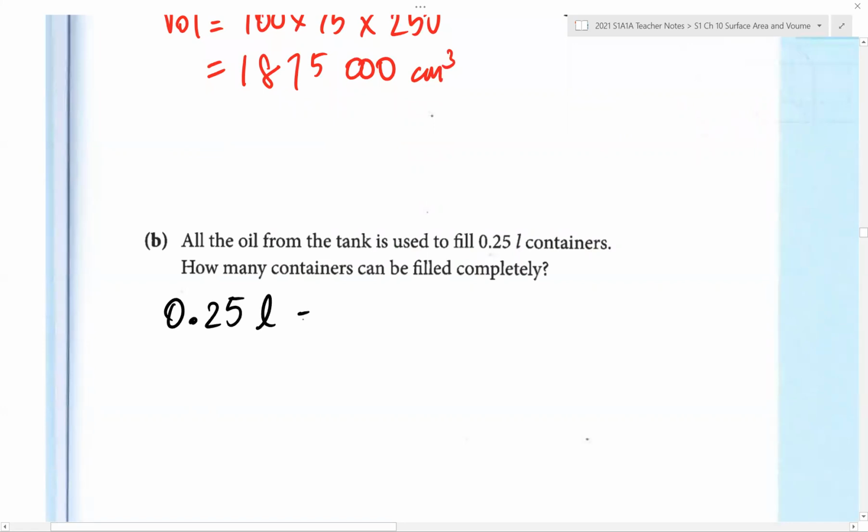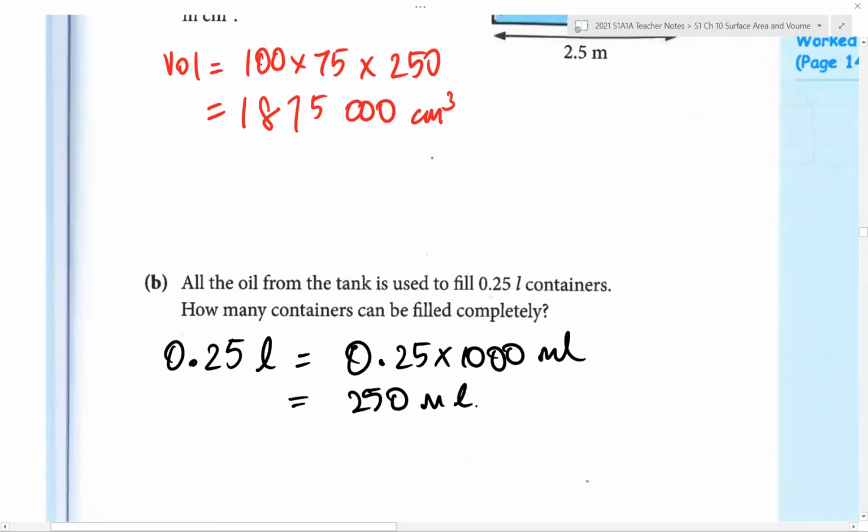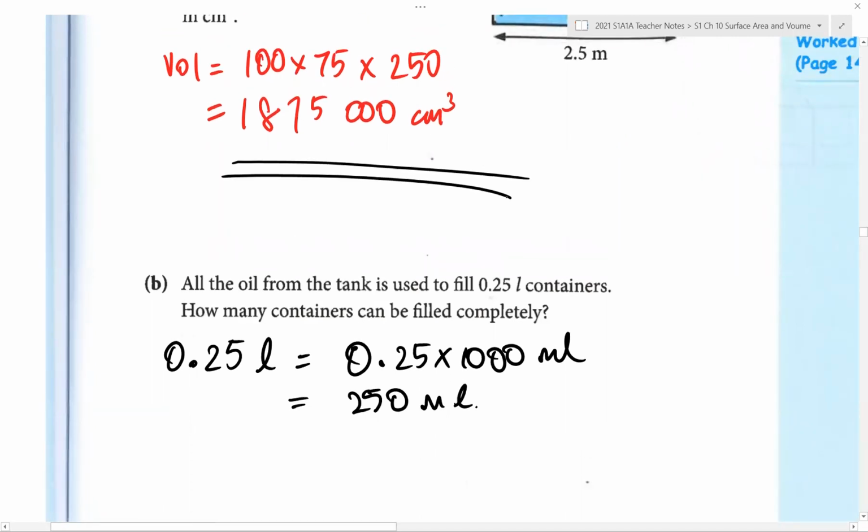0.25 liters equals to 0.25 times 1000 ml. So we get 250 ml. Okay, that's the first step. I need the next step. Now I've got the volume of all the oil. That's a lot of oil. And one bottle only has a capacity of 250 ml. So what should we do next?